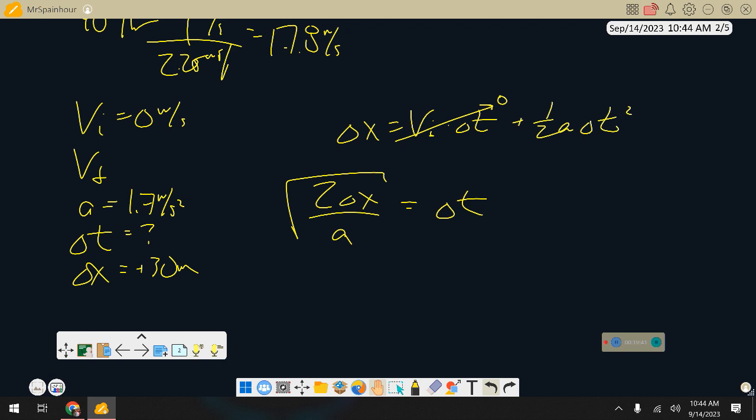So if you want to plug it in on the side or just underneath here, I have 2 times positive 30 meters divided by 1.7 meters per second squared. Please note that everything that has units, I'm putting units for. 2 times 30 is 60 divided by 1.7, roughly maybe a little more than 30. Square root of 36 is 6. I'm going to say it's around 6, maybe a little less, maybe a little more. What's that? 5.94. Oh, so.